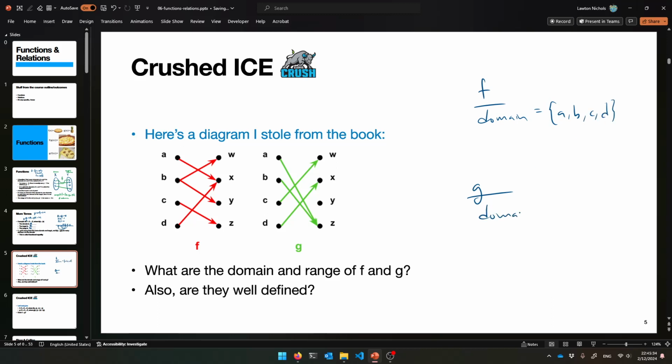So the domains are the same, if they are functions at least. What about the range of F and the range of G? The range is just anything being hit by the right side of an arrow. The range of F appears to be W, X, Y, and Z. For G, do you see how it's only hitting some of those things? It's W, X, and Z only for G. So the range of F is W, X, Y, and Z, all of them.